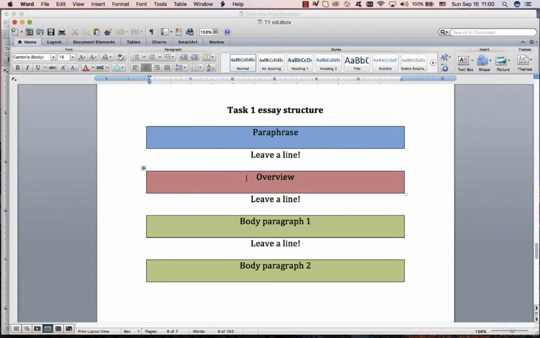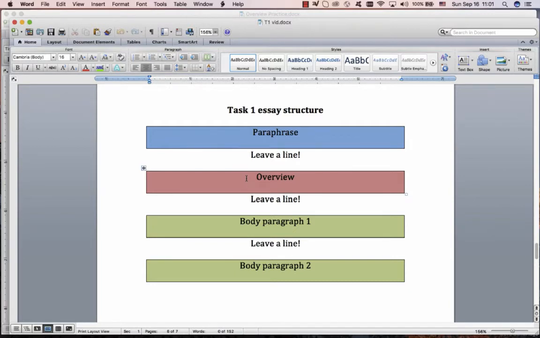If the overview is wrong, usually an examiner does not want to give more than 5 for task achievement. I think it's possible you can get the overview wrong and the rest of the essay is wonderful, and then some examiners can go up to 6 for task achievement or more, but really it's not something you want to try. You want to get the overview right.